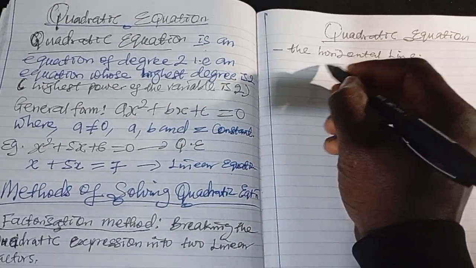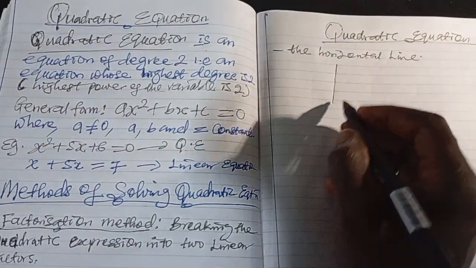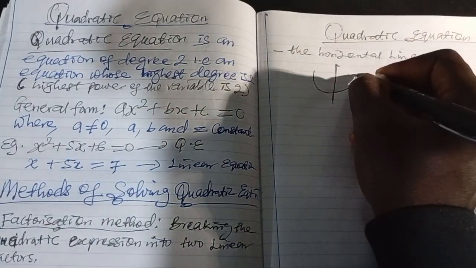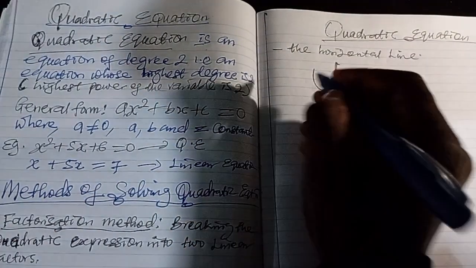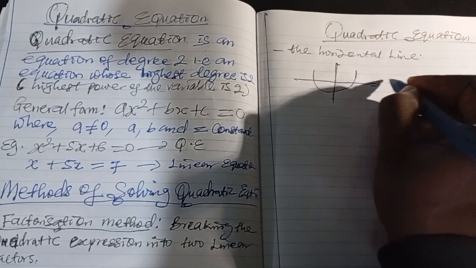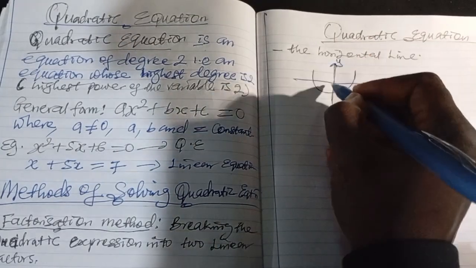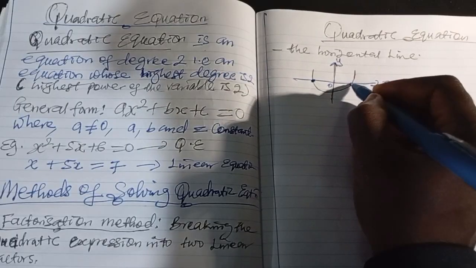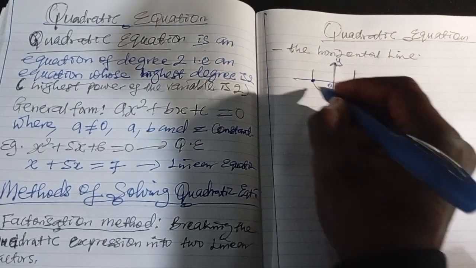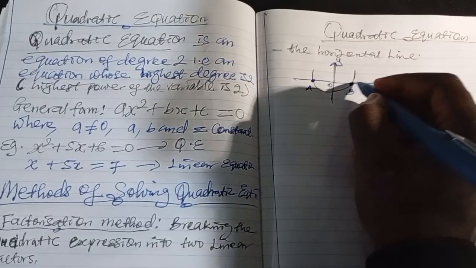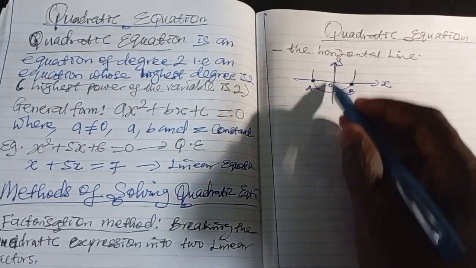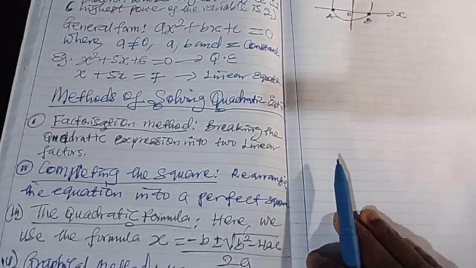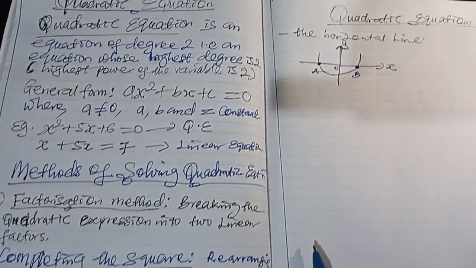Something like this. Assuming we are considering the curve shape, let this be the curve. Then this is your horizontal line, which is x. Here is your y. This is the origin. So this is the point. These are the points that will give us the roots a and b. So here we get the roots of the quadratic graph. That is what they are talking about here for graphical method.